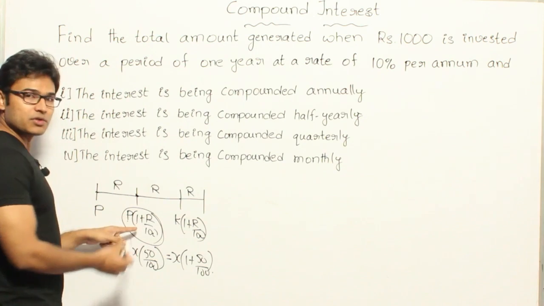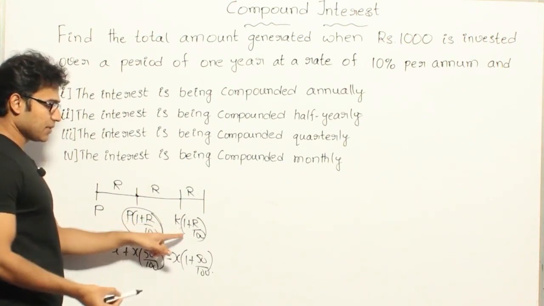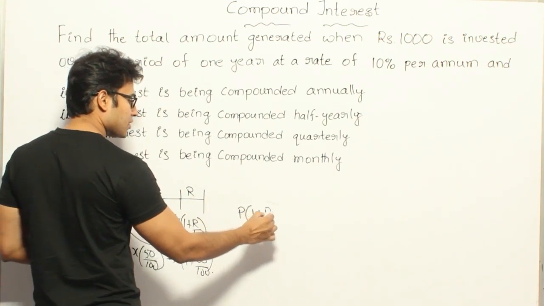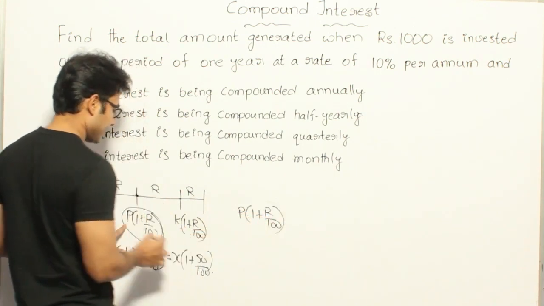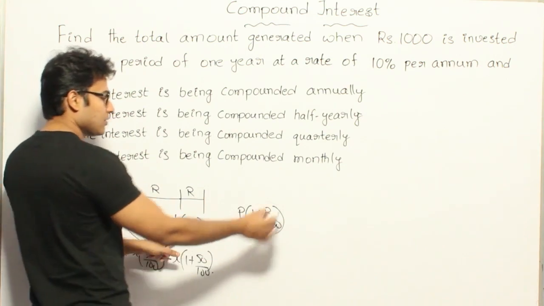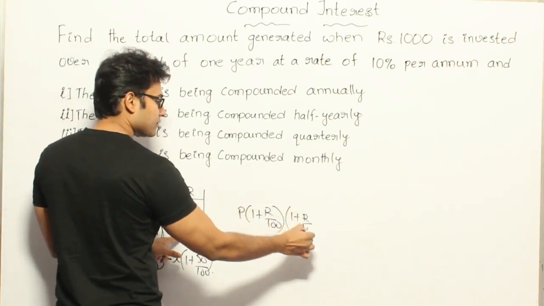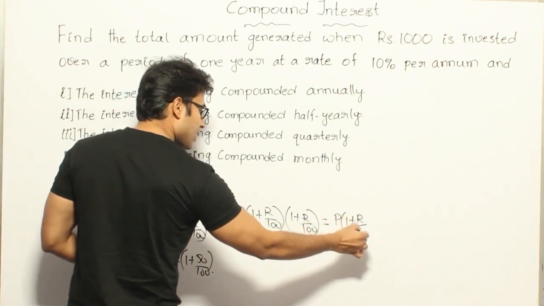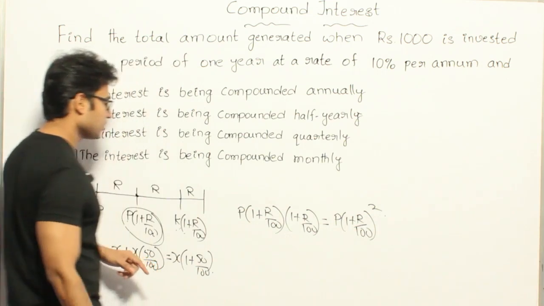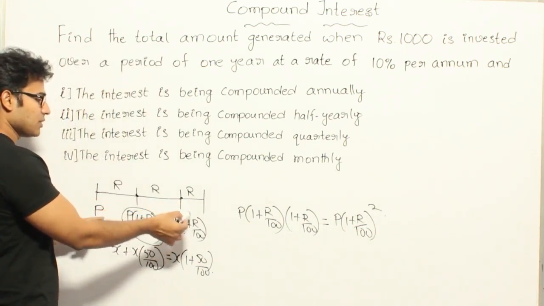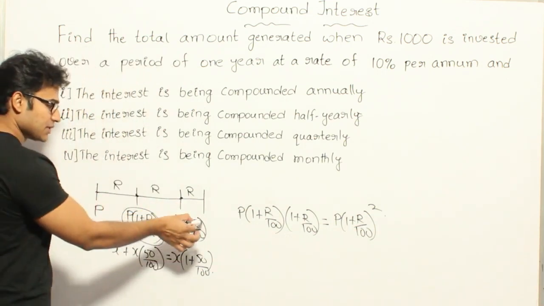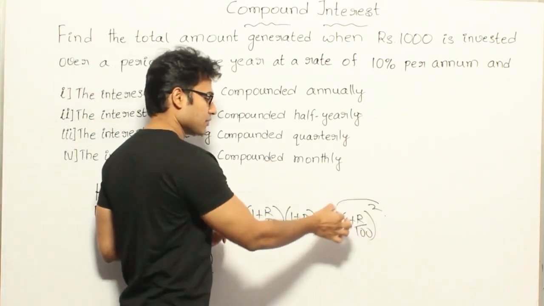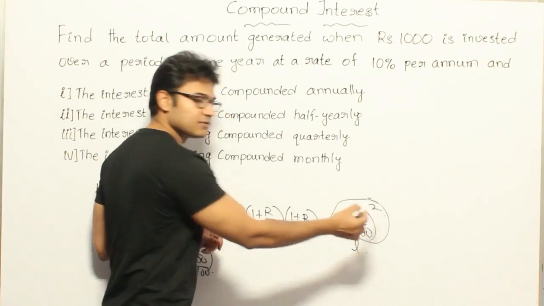Now in place of k you substitute this, then what happens? By the time you reach here, it is going to be P into 1 plus R by 100, in place of k I am substituting it, into 1 plus R by 100. Therefore it is going to be P into 1 plus R by 100 whole square. Got it? Therefore by this time it is going to be P into 1 plus R by 100 whole square. Let's assume that this number is L.